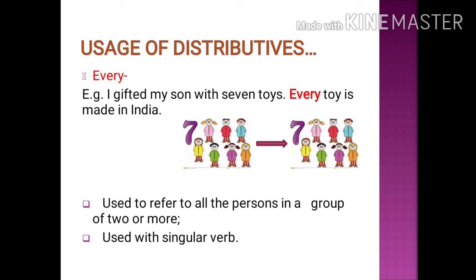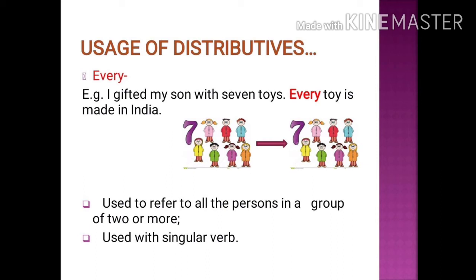Again, like each, every should also be used with a singular verb. See here I am using every toy is. Is is a singular verb. You cannot use are. Every should also be used with a singular verb because distributives are distributed among each and every individual or thing in a group, right? A single entity. So it should be used like a singular.